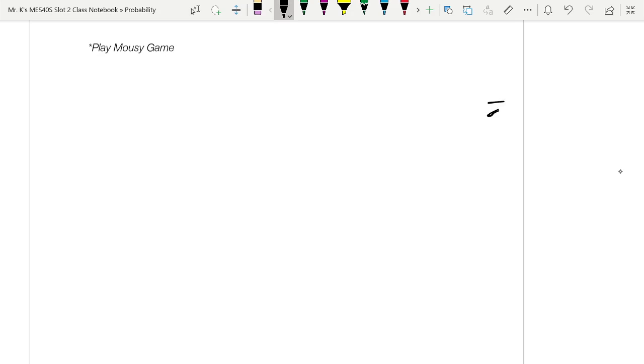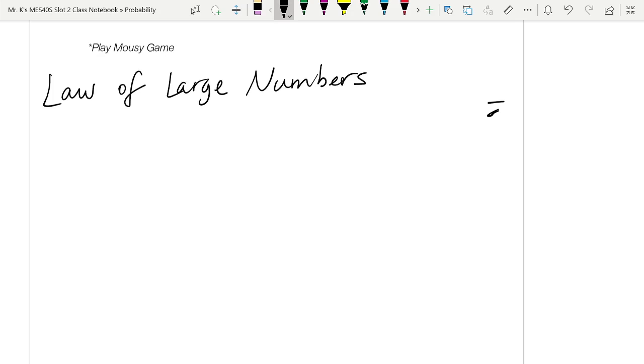There we go. We're going to write down what's called the law of large numbers. And here's what the law of large numbers says.